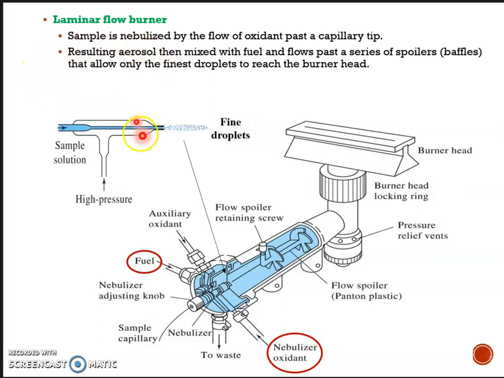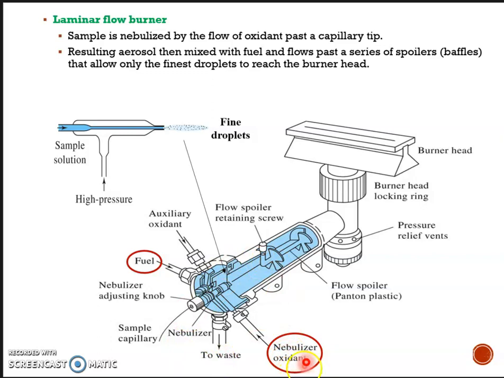Then we have laminar flow burner. This is turbulent flow. This is laminar flow. Okay. Tapi dia punya nebulizer tadi tu dekat sini saja. Okay. Sample is nebulized by the flow of oxygen past a capillary tip, resulting aerosol then mixed with fuel and flow past a series of spoiler. Ni baffle ni. Ni baffle kita yang ni. Kemudian dia akan masuk ke dalam burner head. And only the finest droplet reach the burner head. So laminar flow ni is better than yang first tadi.